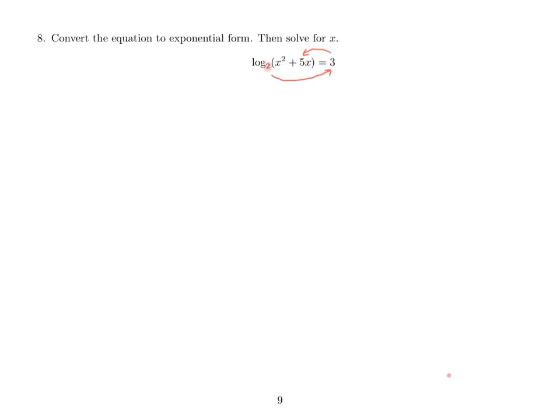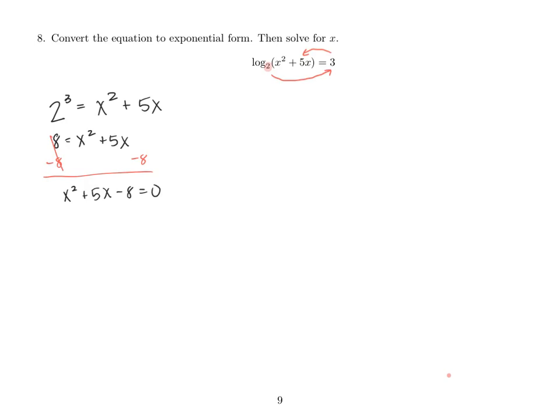I think it's the easiest way. So the base is 2, so you start by writing 2. It's 2 to the power of 3, because you go across the equal sign, equals, you go across the equal sign again, whatever you were taking the log of, x squared plus 5x. So that's the setup. And now you're just going to simplify and solve. So 2 cubed is 8, so that's going to be 8 equals x squared plus 5x. Notice that this is a quadratic equation, so you want to get everything to the same side of the equal sign and set it equal to 0. So I'm going to subtract 8 from both sides. So I will have x squared plus 5x minus 8 equals 0.